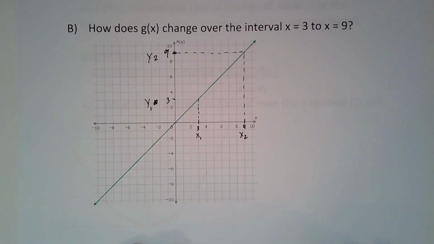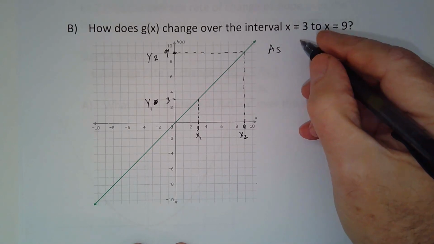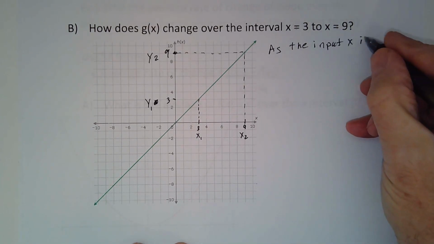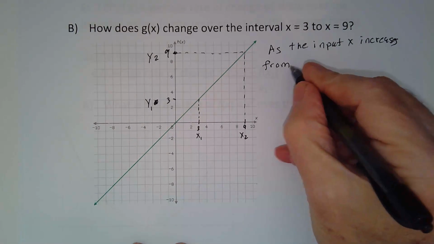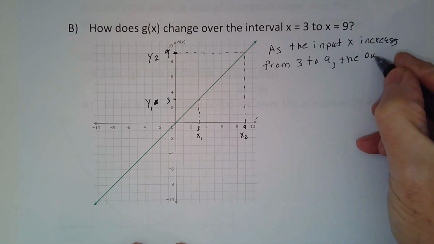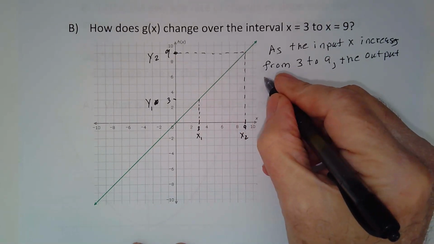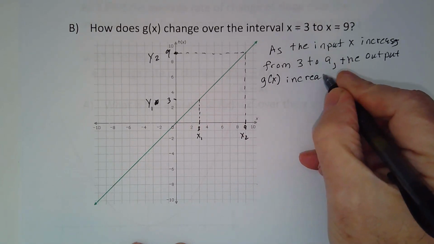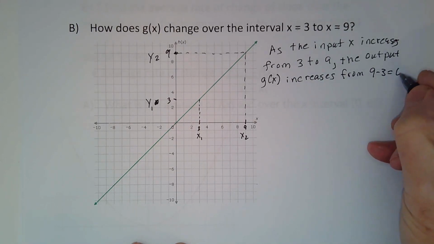All right? So as the input x increases from 3 to 9, the output, which we call again g of x, increases from 3 to 9, which is an increase of 9 minus 3, which equals 6.